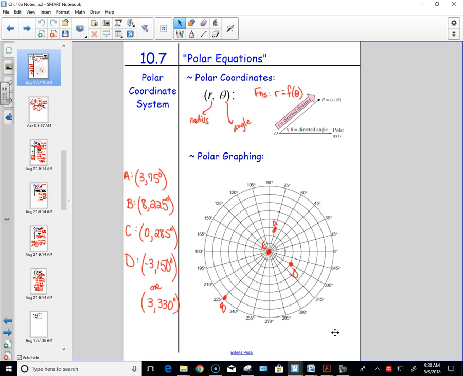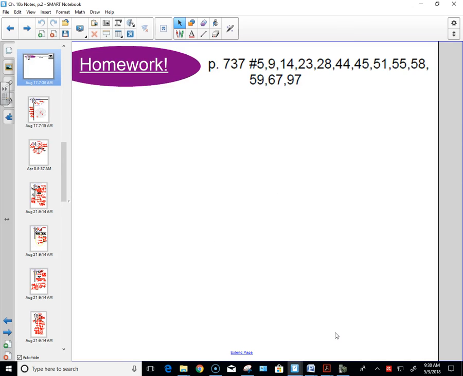You guys take a note of this, or you're just going to remember? Okay, so remember how to plot some points by hand. Remember how to do some conversions by hand.